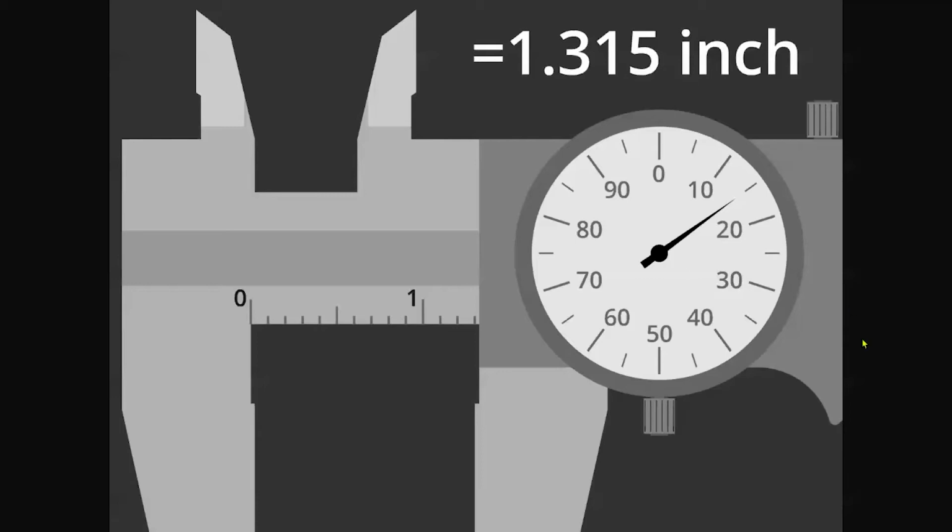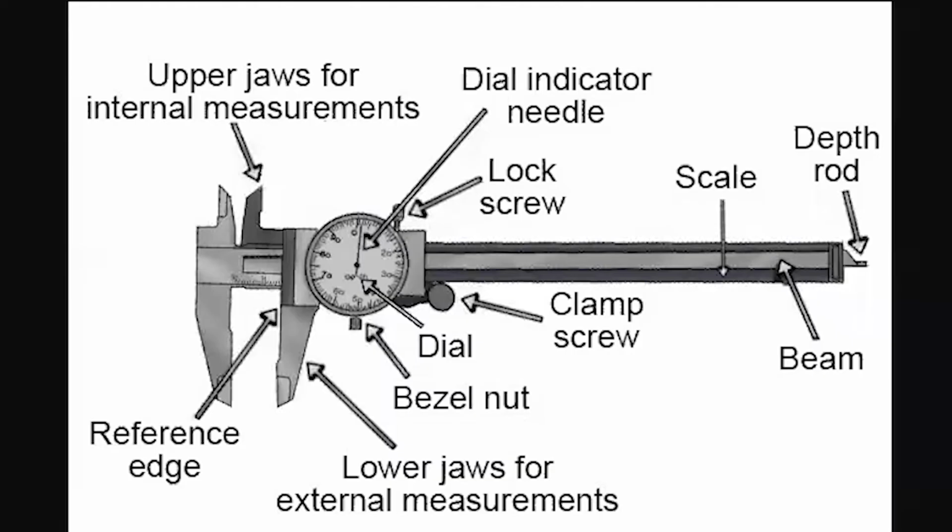Then you look at the dial. Each number is 10 thousandths or 0.01, and the marks in between those, in this case, are 5 thousandths or 0.005. Most calipers will have 10 marks in between the numbers indicating 1 thousandth or 0.001.